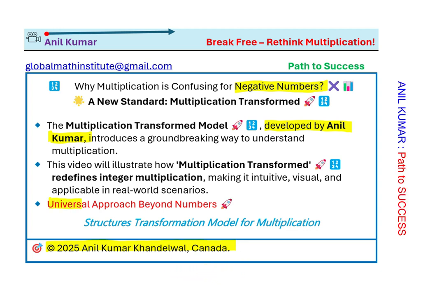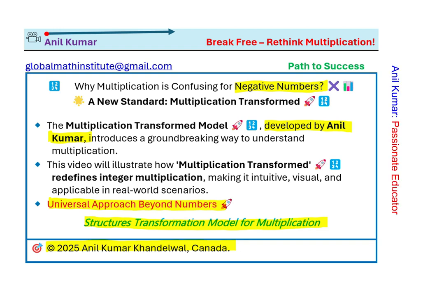So it will be then called a universal approach beyond numbers, right? At the end of this video, you will understand how this particular model addresses the universal approach to beyond numbers. When I say beyond numbers, we'll also consider complex numbers and others in our following videos. It really structures a transformation model for multiplication at a higher level. I'm going to show you this part of it. In this video, we'll restrict ourselves to multiplication with integers and fractions.